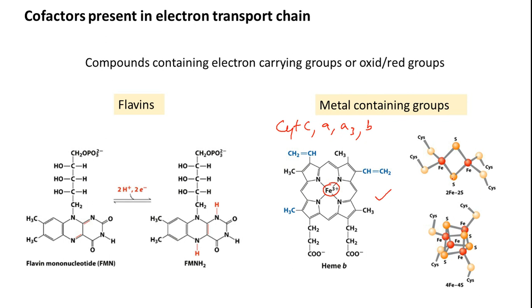Okay? And the next type of metal-containing groups are iron-sulfur complexes. So one of the forms is this one, and the second form is this one. So these are the two types of iron-sulfur complexes that are observed in the electron transport chain.